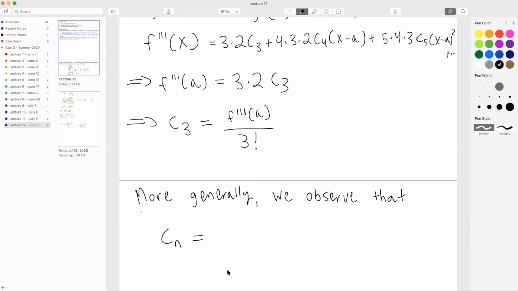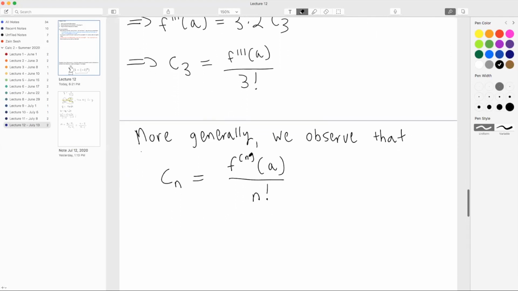The nth derivative of f, differentiated n times. I don't know if there's even symbols for that. There is, okay. Over the factorial of n. Yes, correct. So it's going to be the nth derivative of f, which we denote as f with a superscript, and the n is in parentheses, of a. So this is the nth derivative of f divided by n factorial.